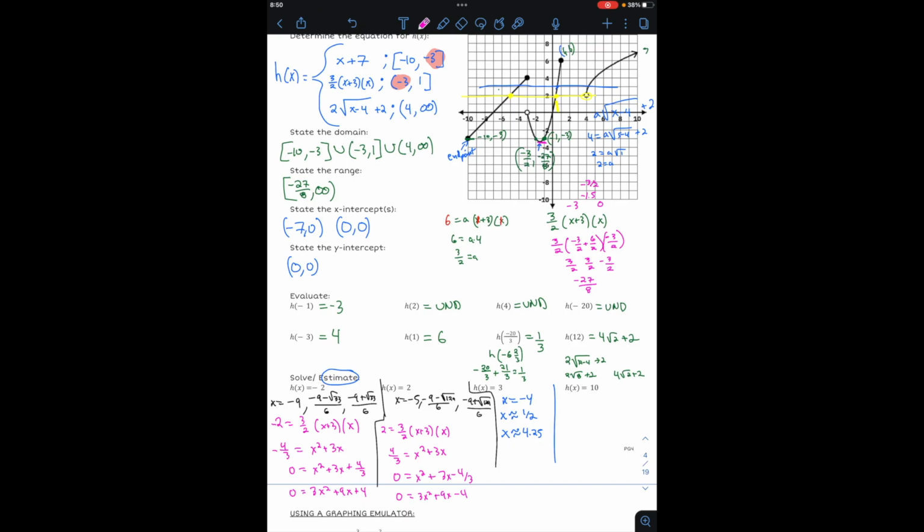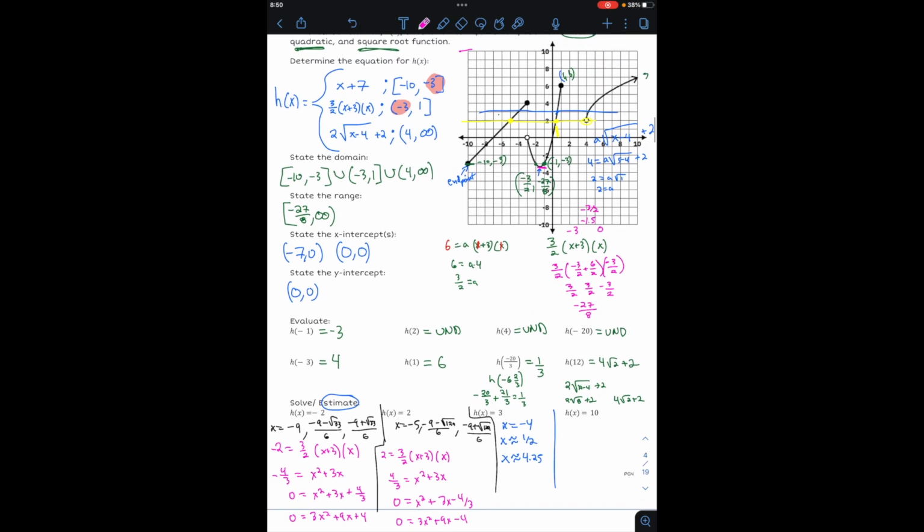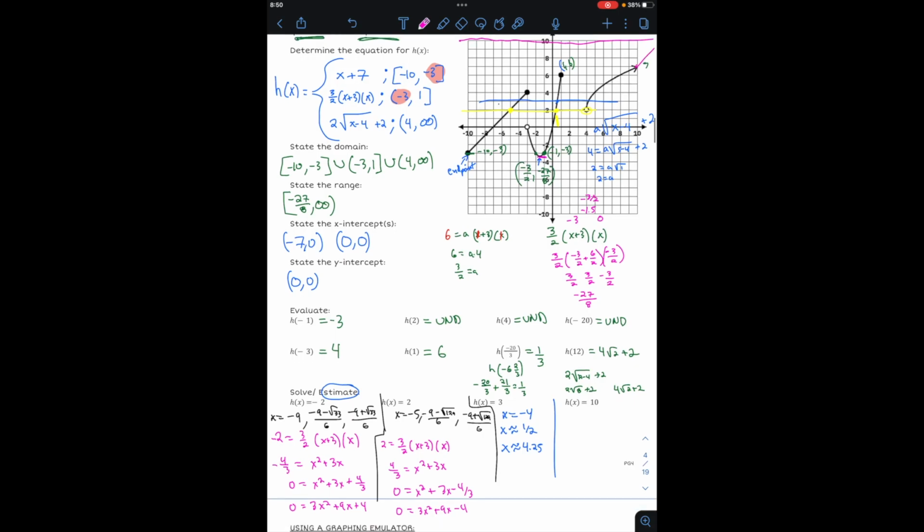All right, last one, h of x equals 10. That's only going to apply to the square root function, right? Eventually, that square root's going to come up here and catch that. I'll plug it in and hope for the best. So we get positive 10 equals 2 square root of x minus 4 plus 2, 8. Oh, okay. 8 equals 2 square root of x minus 4.